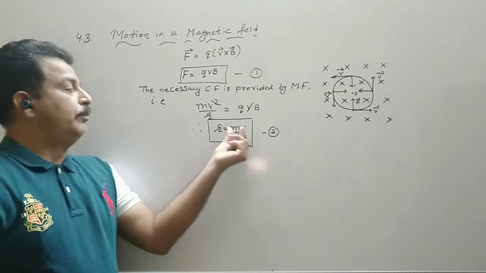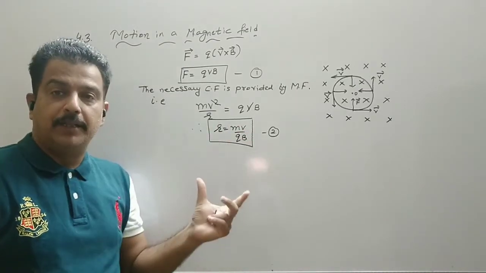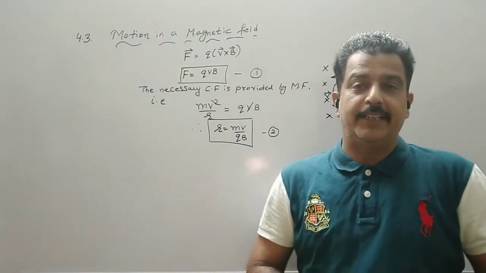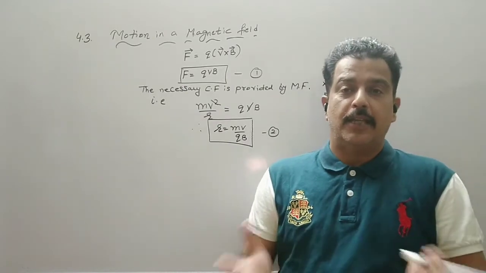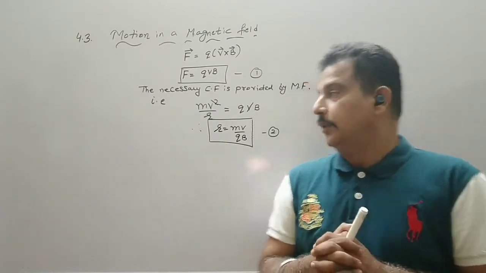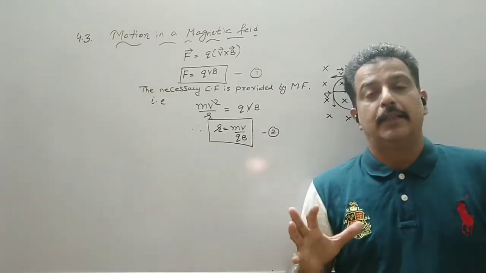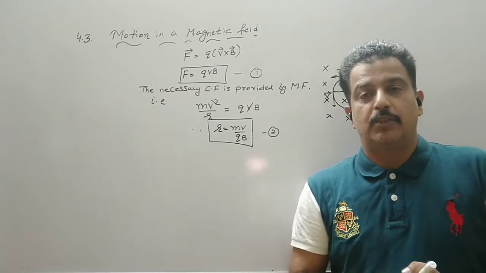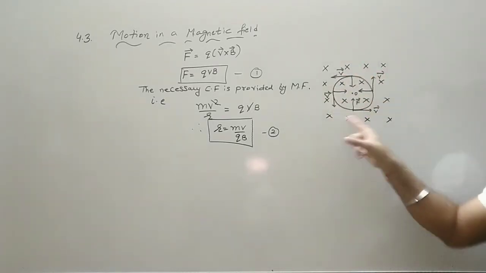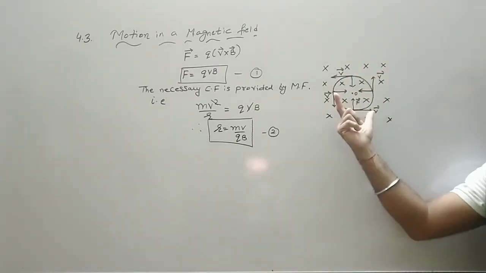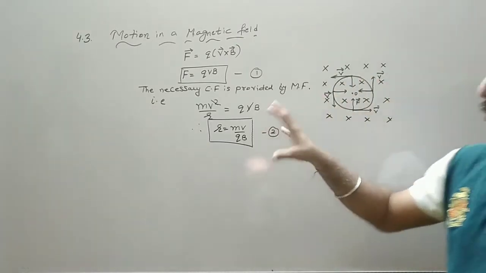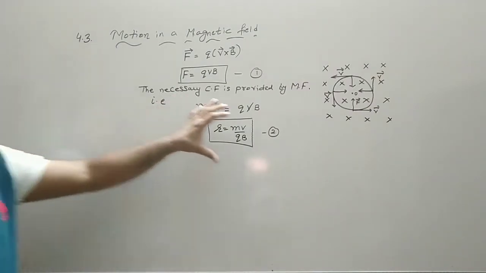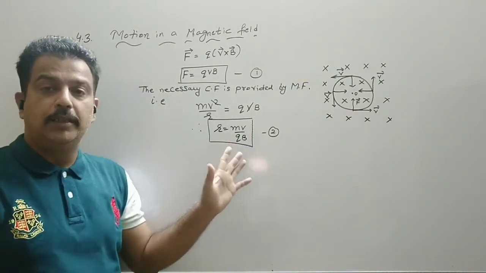Now mass into velocity is momentum. It means as momentum changes, the radius will change, or you can say as the momentum increases, the radius will also increase. So we should keep this concept in mind, that whenever a charged particle is performing a circular motion in a magnetic field, if its momentum increases, then the radius will also increase. We will discuss this in the coming topic. So R is equal to mv upon qB.